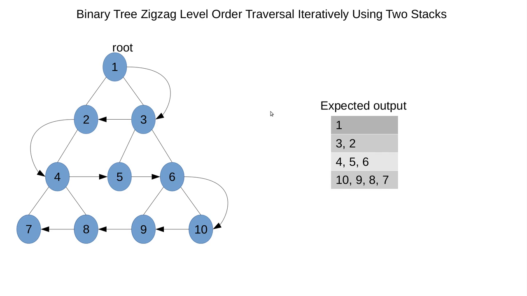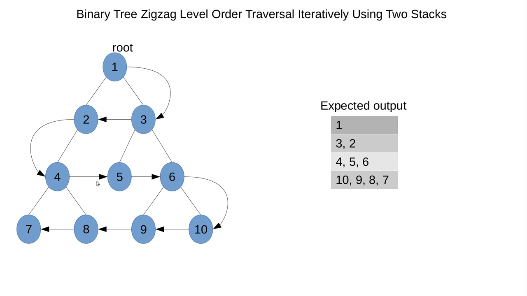At level 0, we have only one node, and the output is 1. At level 1, we have two nodes. We process from right to left. So node 3 is processed first and then node 2. So the output is 3, 2.